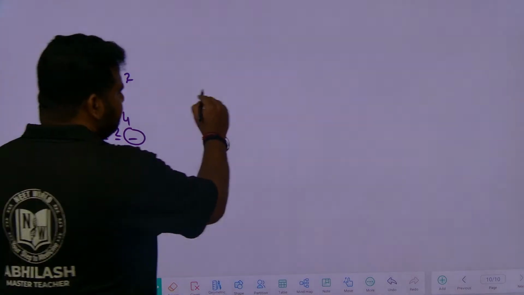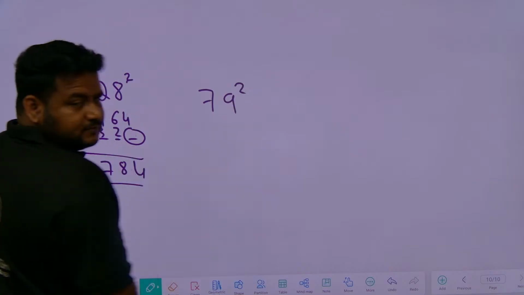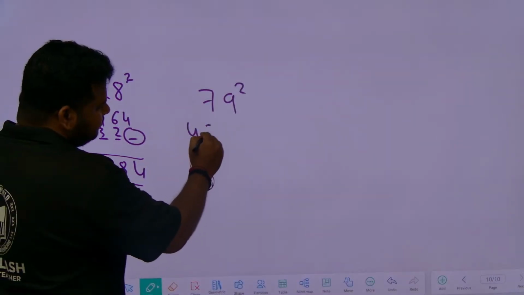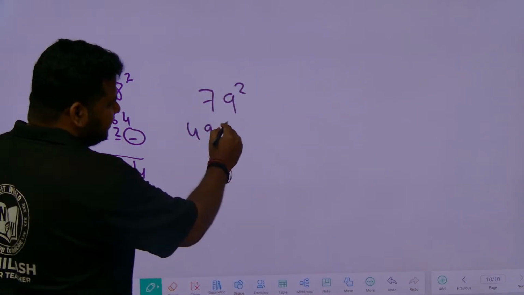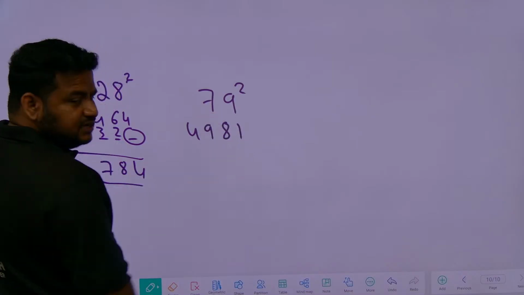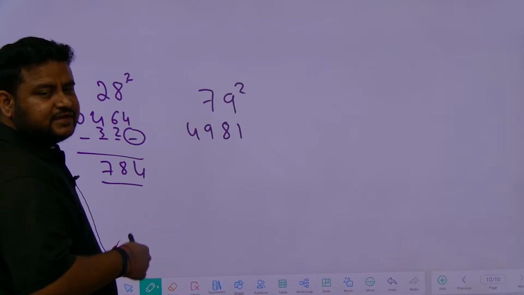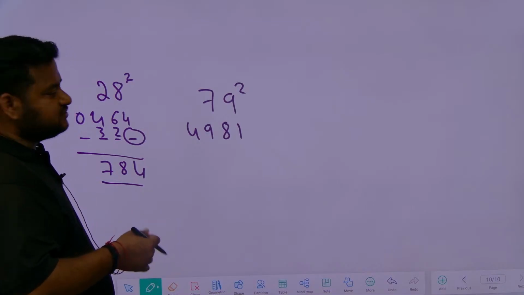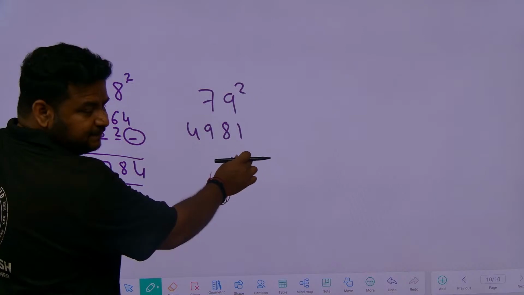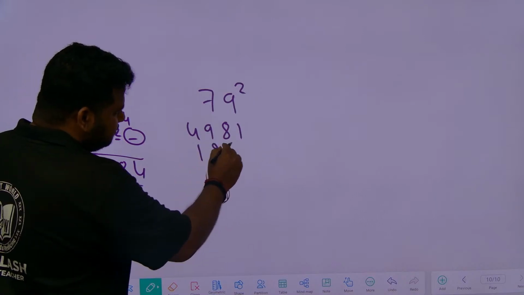Suppose I want to find 79 square. So 7 square is 49. 9 square is 81. 7 9s are 63. 63 into 2: 60 into 2 is 120, 3 into 2 is 6, 120 plus 6 is 126. Leave the first space empty and write down 126 here.